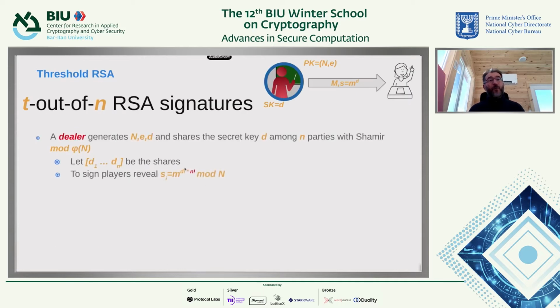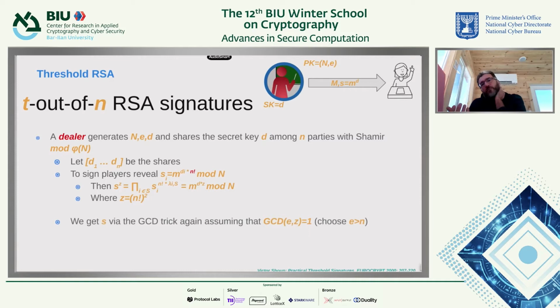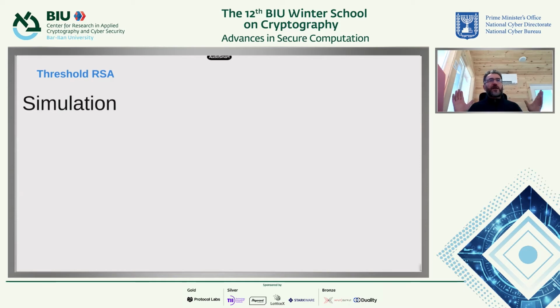Okay, so now I do my interpolation. Again, I have to multiply by n factorial to get rid of the Lagrangians. So what I end up with is the signature raised not to the n factorial, but to the n factorial squared, which makes things even more complicated with respect to the questions that we just had. But we're going to do the GCD trick again, assuming that, obviously, if n factorial is relatively prime to e, then z is also relatively prime to e. Okay, so is it clear what's going on now?